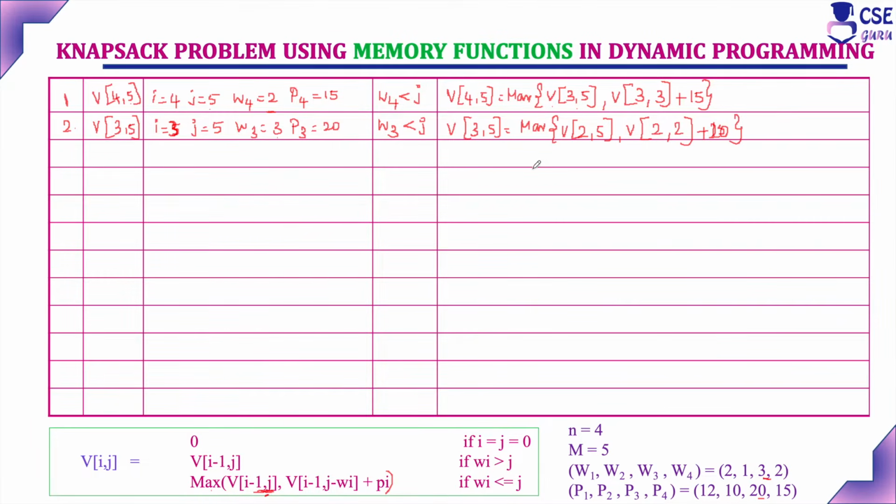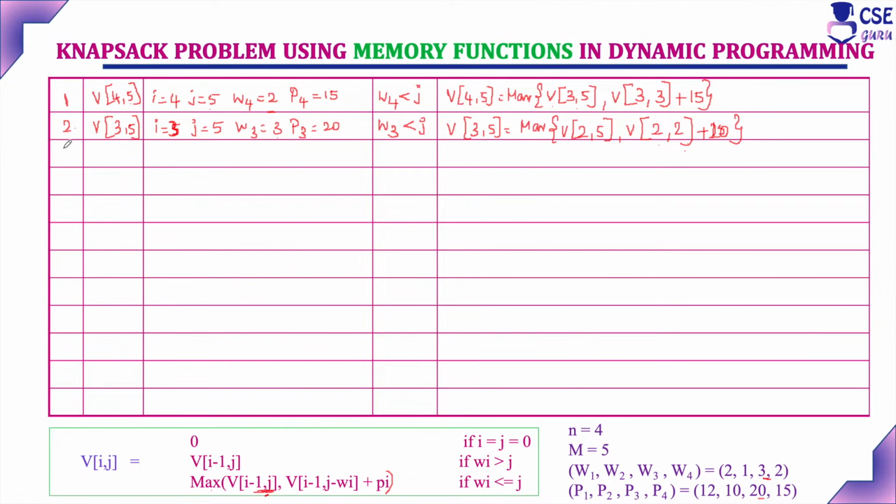Okay. And here if you are considering in the sense, here also we don't know the value. V of 2 comma 5 we don't know. V of 2 comma 2 also we don't know. Okay. In order, we need to find all the sets. So first we need to find out V of 3 comma 5. So we have computed here. Next V of 3 comma 3, next V of 2 comma 5, next V of 2 comma 2. Likewise, in order we need to find.